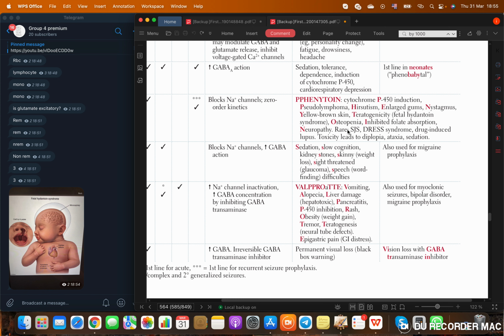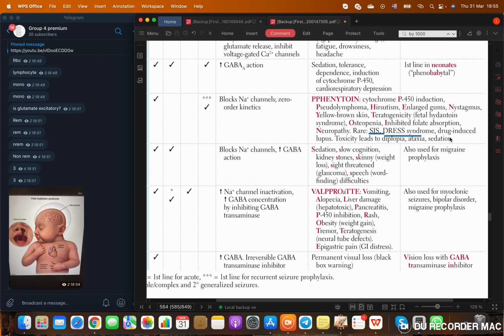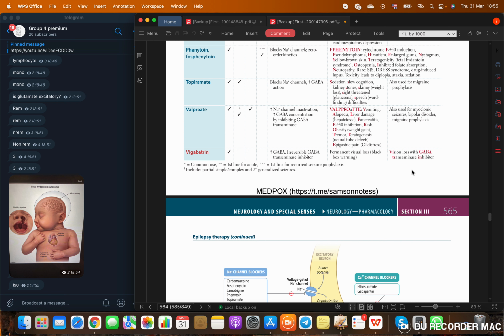Neuropathy can be occurring in this patient, which will make you sometimes misattribute it to B12 deficiency. It's not. It's phenytoin toxicity, basically. Rare effects can be SJS or a DRESS syndrome or a drug-induced lupus. Drug-induced lupus can also occur with which other medication? Can somebody tell me other medication that can lead to a drug-induced lupus? Just one more. Okay, isoniazid. What else? Hydralazine. Yes. Okay, the next one is toxicity can lead to diplopia, ataxia, and sedation.